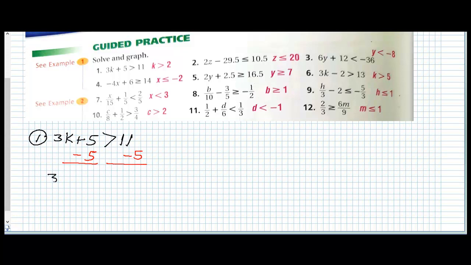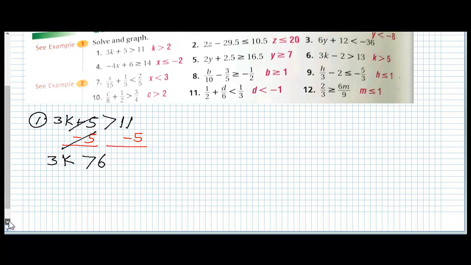3k, no change. Plus 5 will go out to negative 5. Bigger than 11 minus 5 is 6. Our second step is to remove 3. How will we remove 3? 3 here is multiplication, so to remove 3, we will divide by 3 on both sides. Okay, let's divide. 3 will go out with 3, remaining is k. k > 6 divided by 3, which is 2.